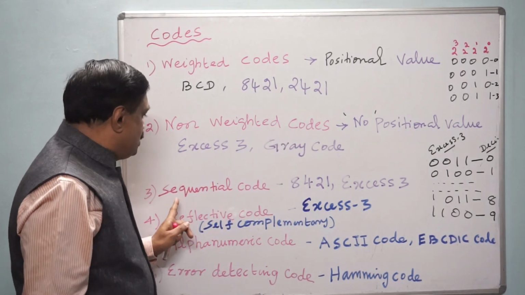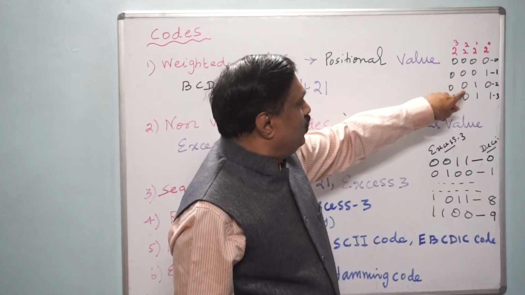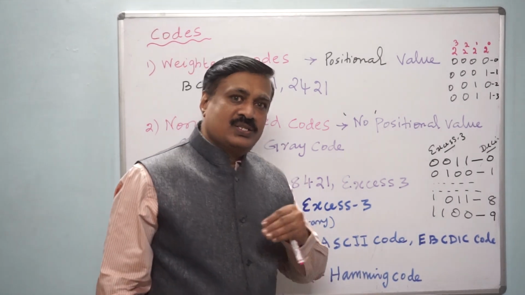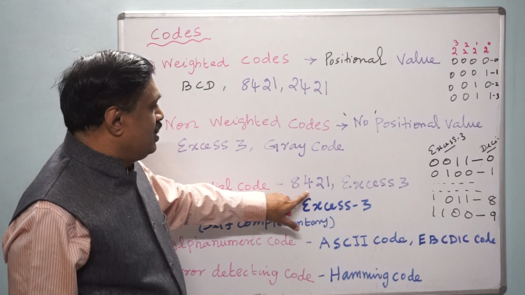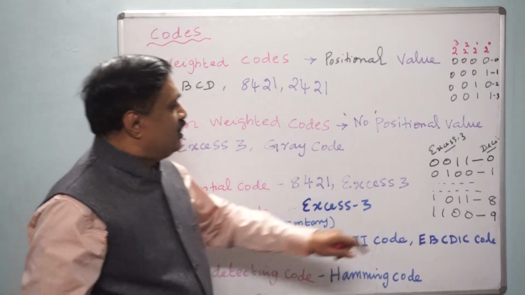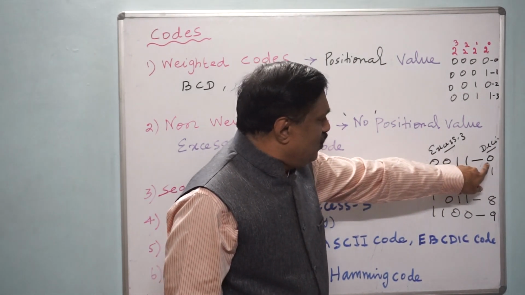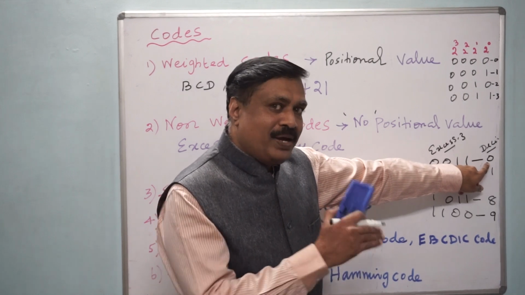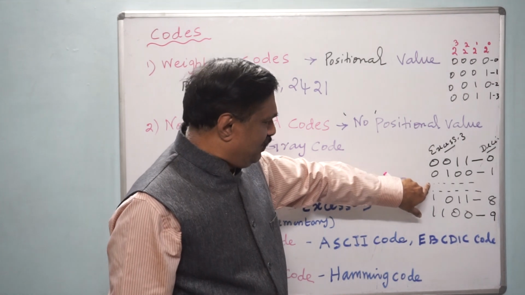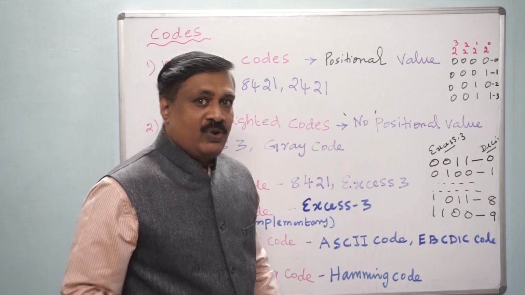And the next one is sequential code. Sequential means again here 1, 2, 3, 4, 5, 6 like this. It has some sequence, so it is called sequential code. 8421 and XS3 are sequential codes. That means you can follow one. Here, see 0011 belongs to 0, but if you compare with binary, it will be 3. And here 4, 5, 6, 7 it will proceed like that. Every number has some sequence, regularity.